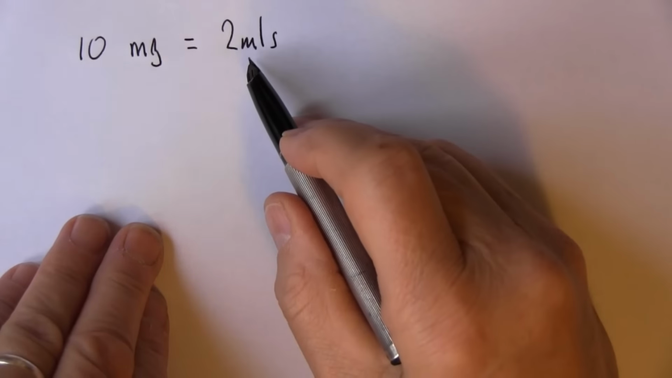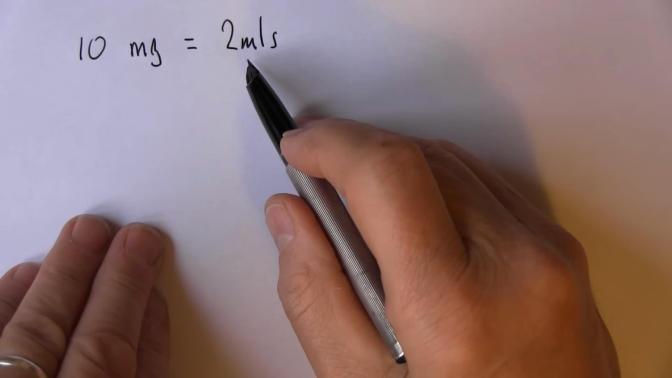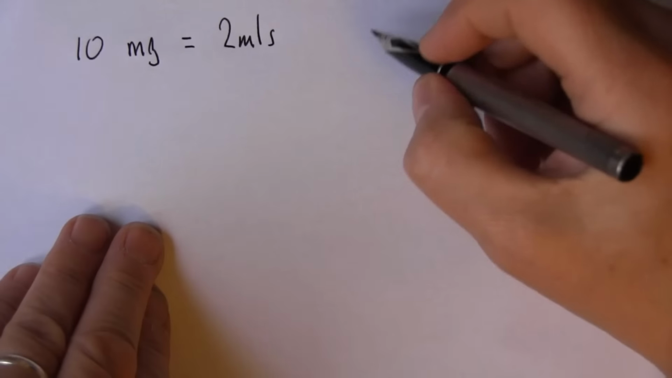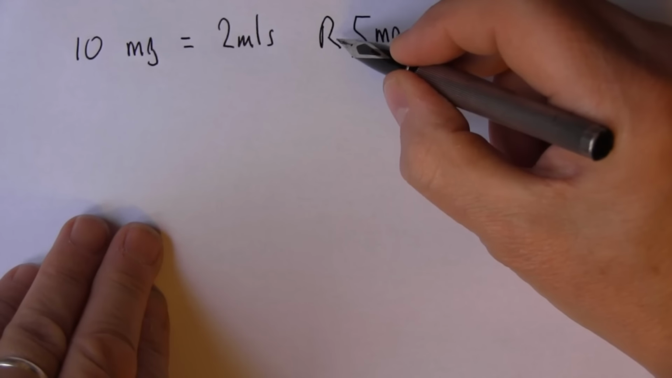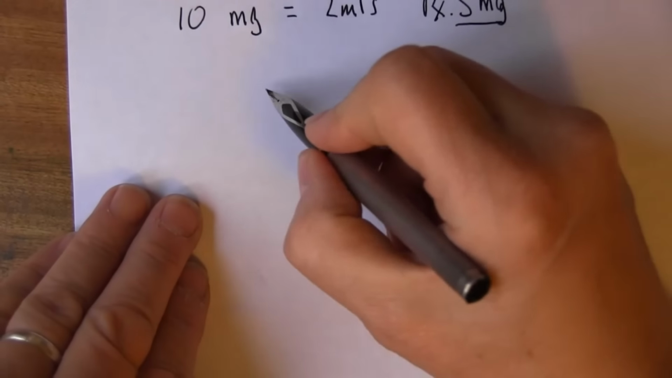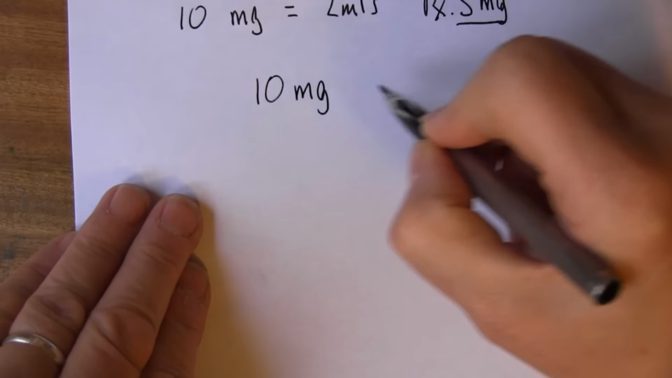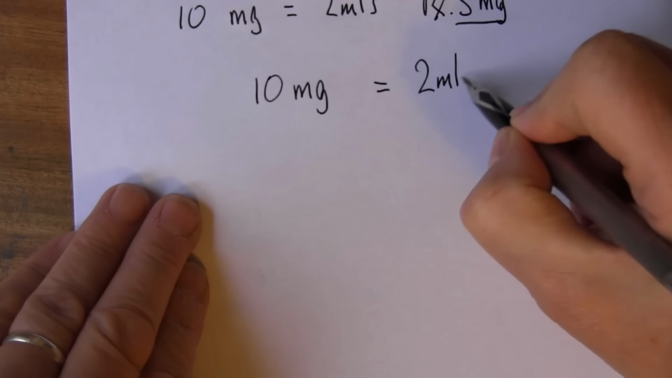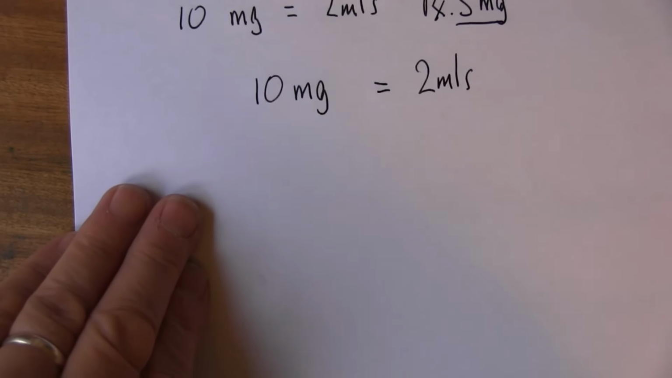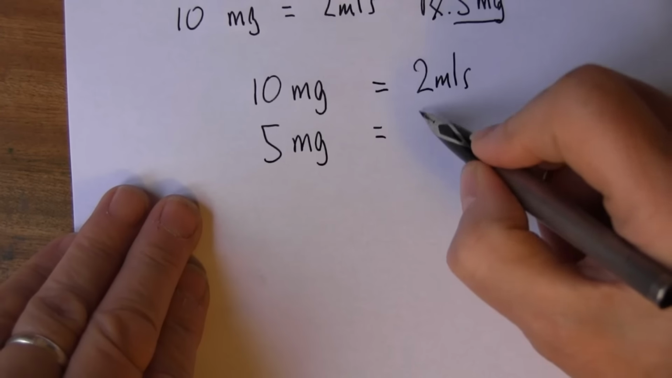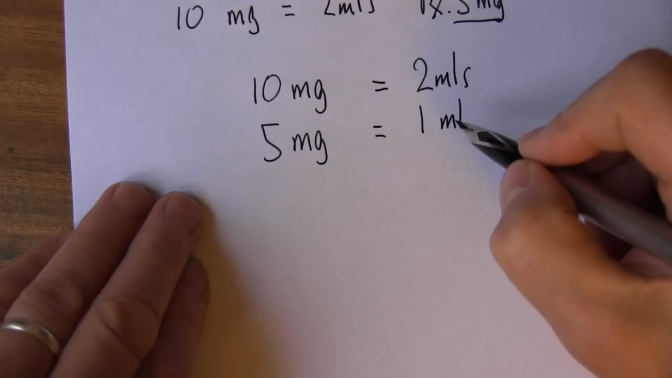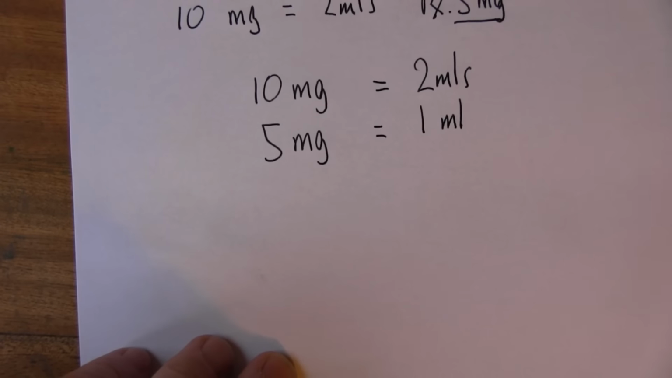Now this ampule contains 10 milligrams of the drug in 2 mils of solution. So what volume would we give for a prescribed dose of 5 milligrams? We want 5 milligrams, that's the prescribed dose. So we know that 10 milligrams is equal to 2 mils. Then if we half the 10 we get 5 milligrams. So we half that and we get 1 mil. So to give 5 milligrams we would give 1 mil from the ampule.